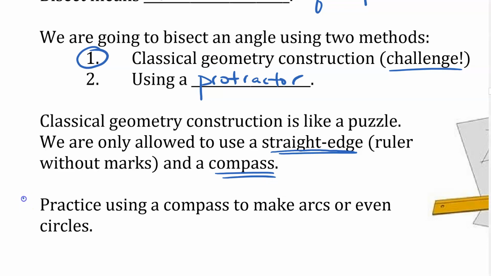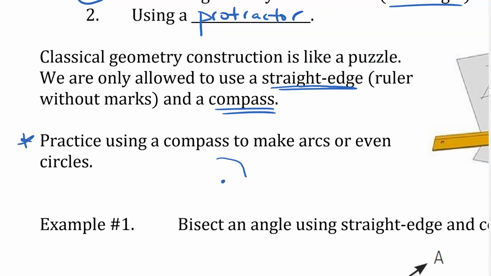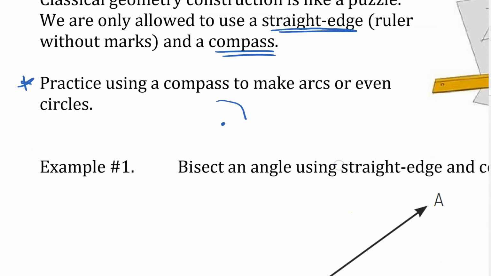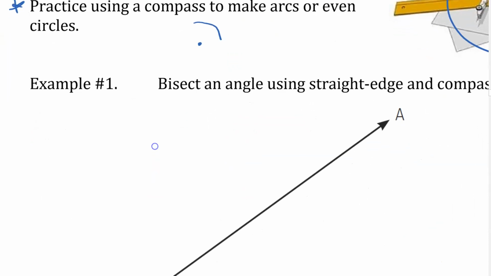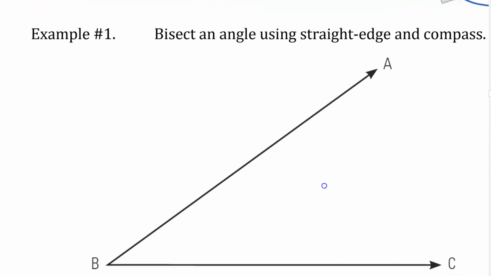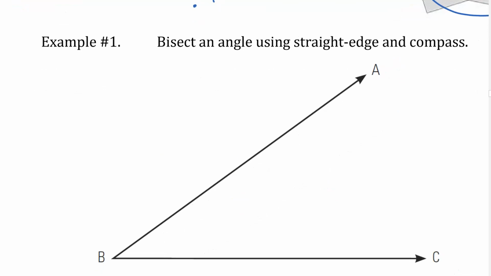Before you do this, you might want to practice a little bit with a compass. It takes a little bit of skill to draw an arc really well, and to be careful not to squeeze it, so that it stays the same length all the time and your circle looks really nice. So it might be a good idea to do that a little bit. But let's try our example. Our example says bisect an angle using a straight edge and a compass.